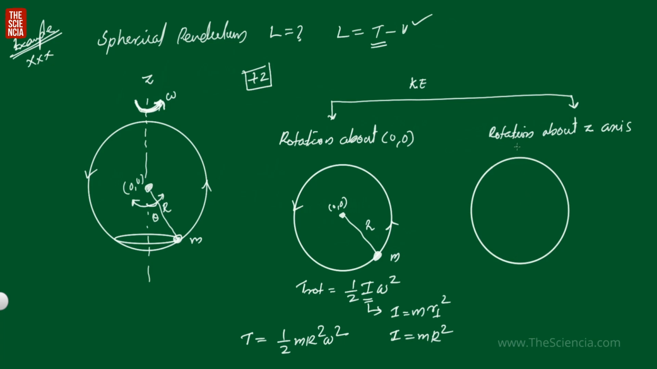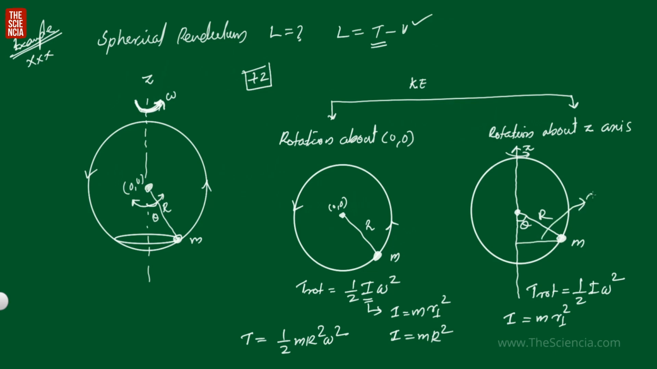Now I am considering the other rotational motion, that is rotation about the Z axis. So here this is our origin (0, 0) position, and this is our bob m. And you know this is distance r, and this I am taking as angle theta. Then what will be the rotational kinetic energy here? Again it is half I omega square. And here what is the value of I? I is equal to m r perpendicular square, that is the perpendicular distance from the axis. So this is the r perpendicular, that is equal to r sin theta. So we get T equal to half m r square sin square theta omega square.